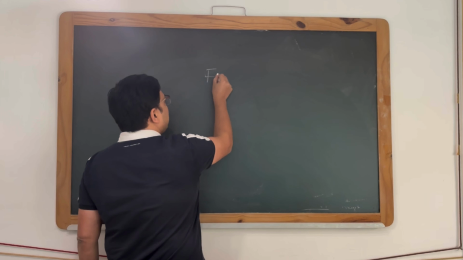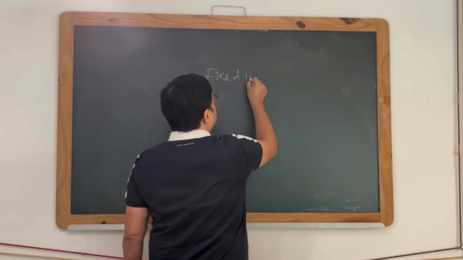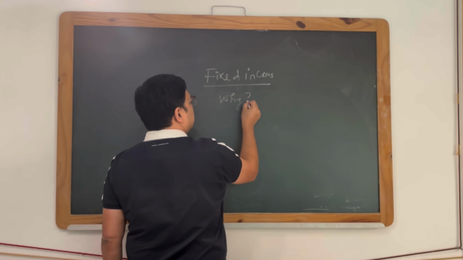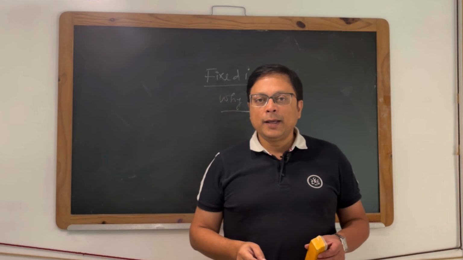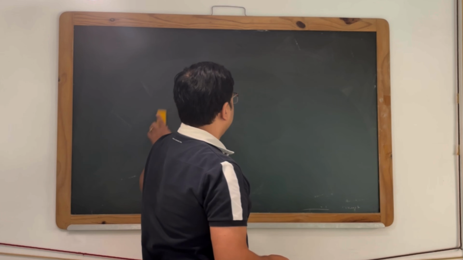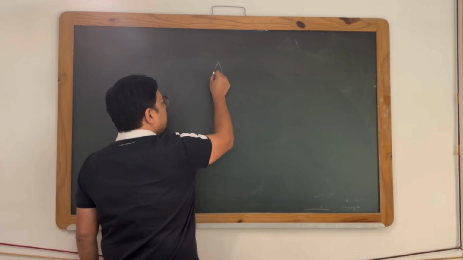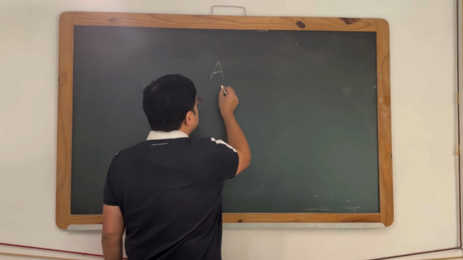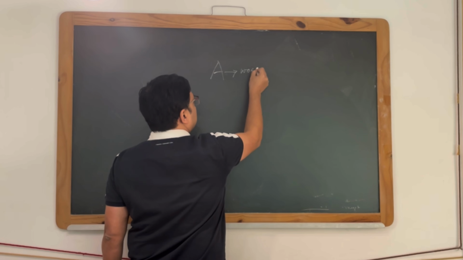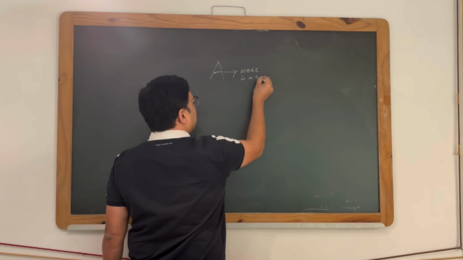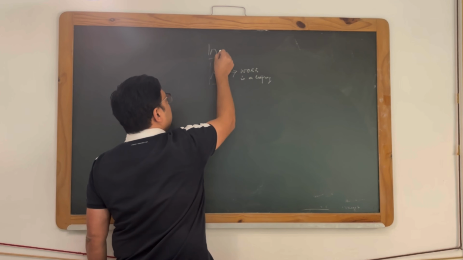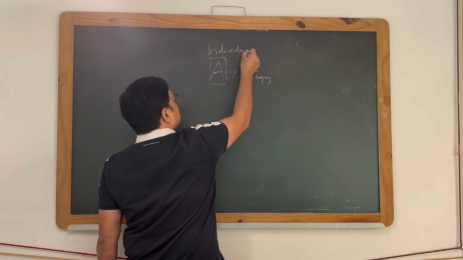Okay, so fixed income. Today the question is why fixed income. In the world of investments, let's look at it a little differently today, okay? So let's assume there is an investor A. So what does this investor do? The investor works in a company. So this is an individual. Let's call them an individual. Not an investor, an individual.